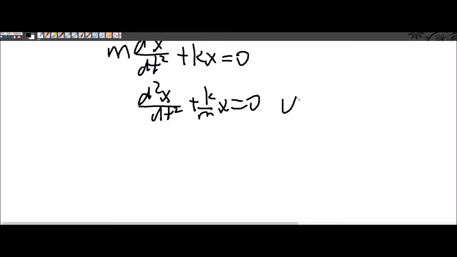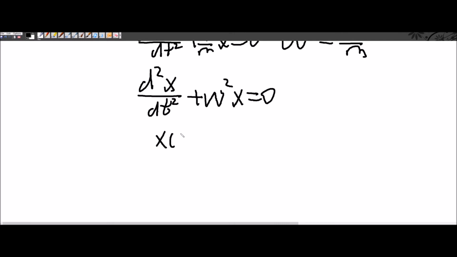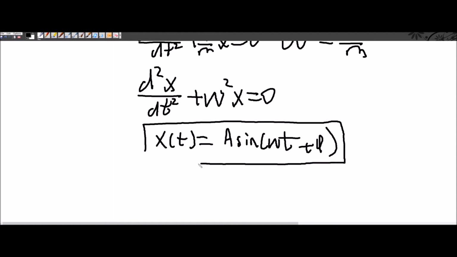So you just set a variable omega squared equal to k over m. So we get the equation d squared x over dt squared plus omega squared x equal to 0. Now solving this equation, you get x as a function of t. It's just going to be equal to A, which is a constant, sine of omega t plus phi. Now if you want to check if this is right, you can plug it back into the original equation and you see that indeed it will become 0. So this is the equation for displacement in a spring.